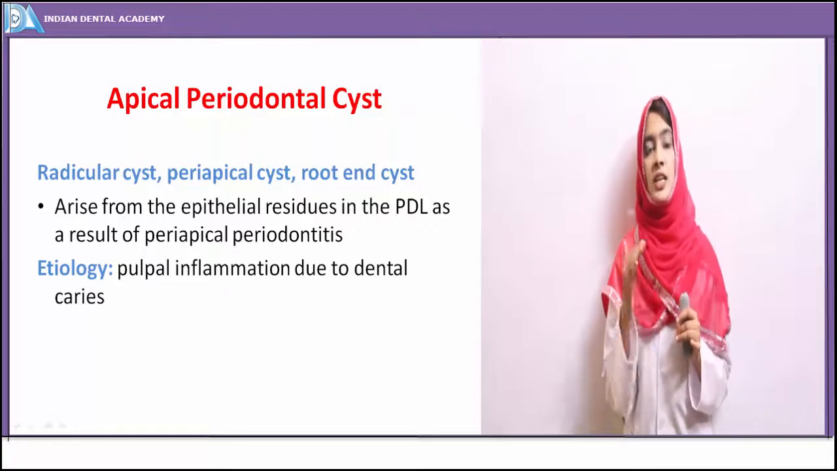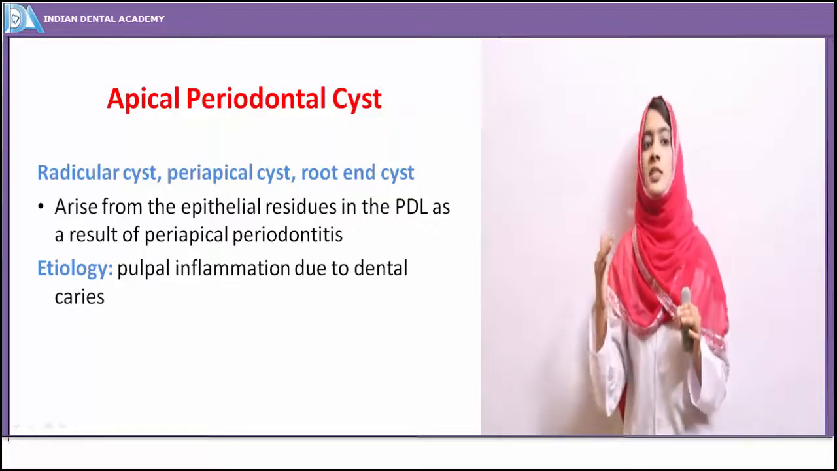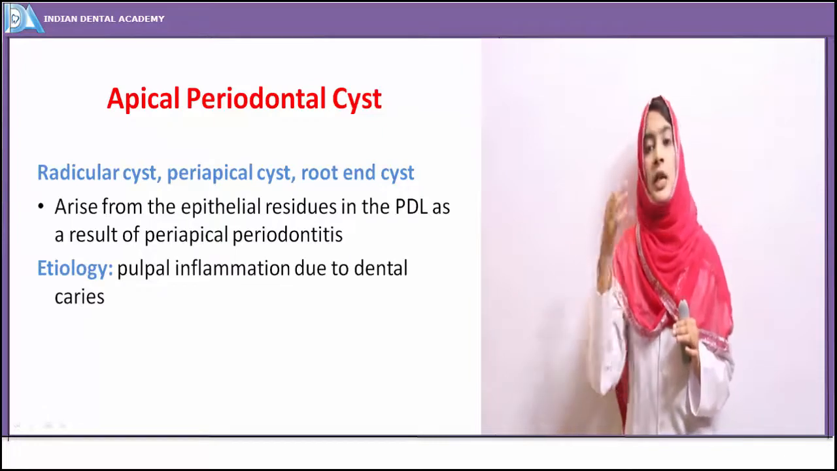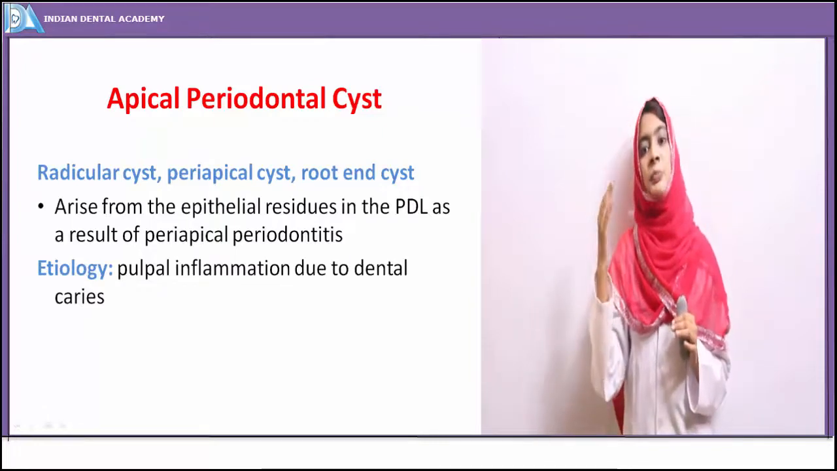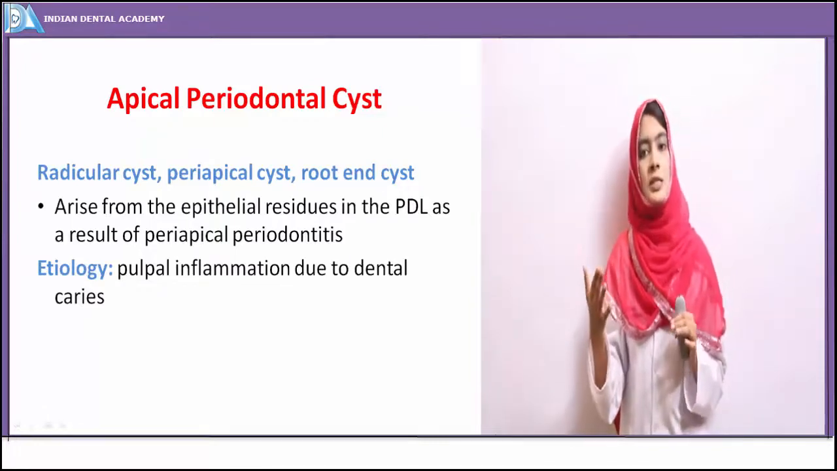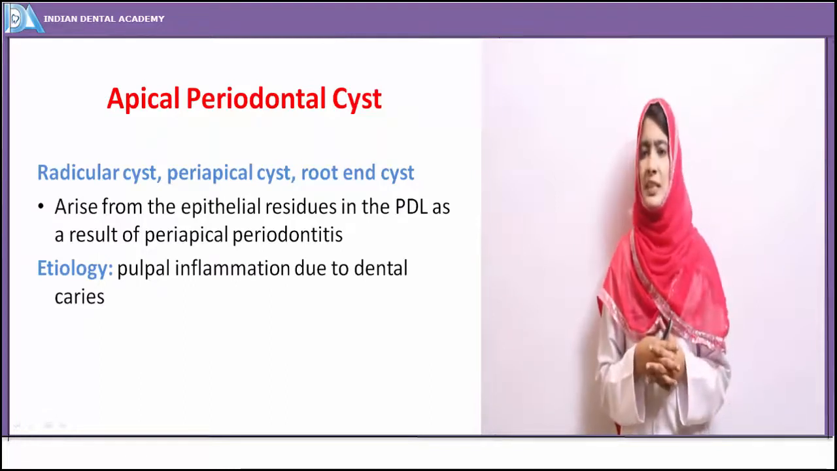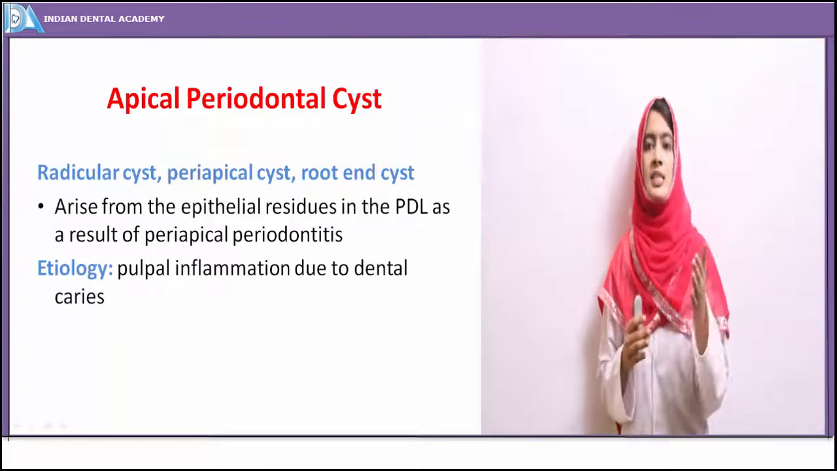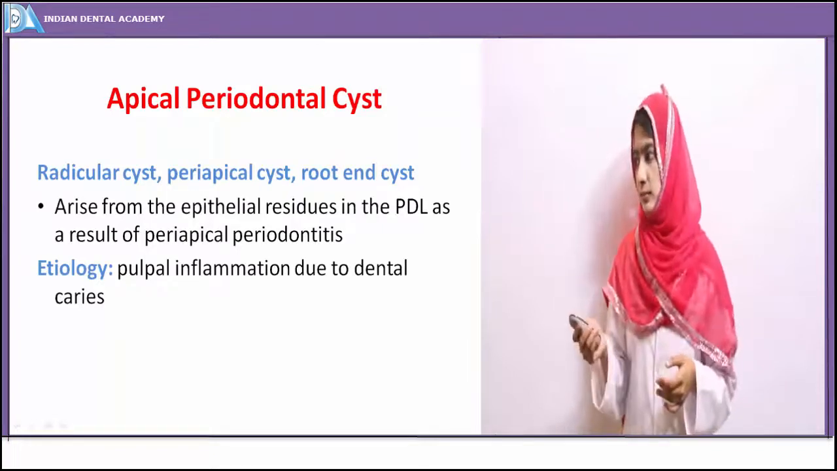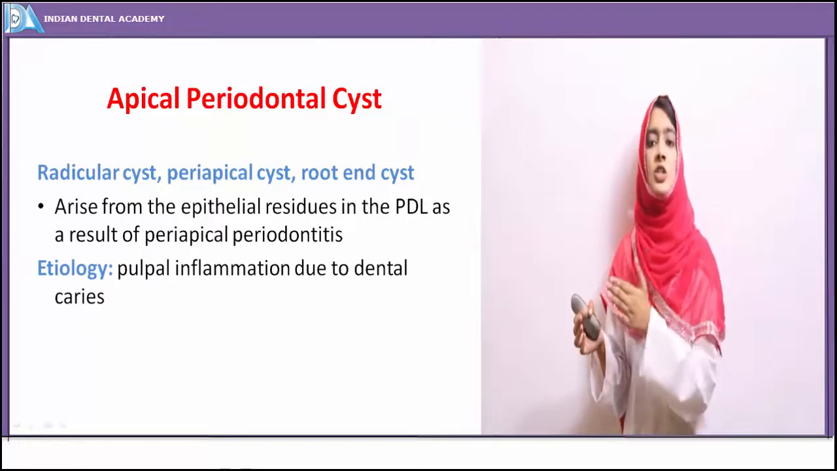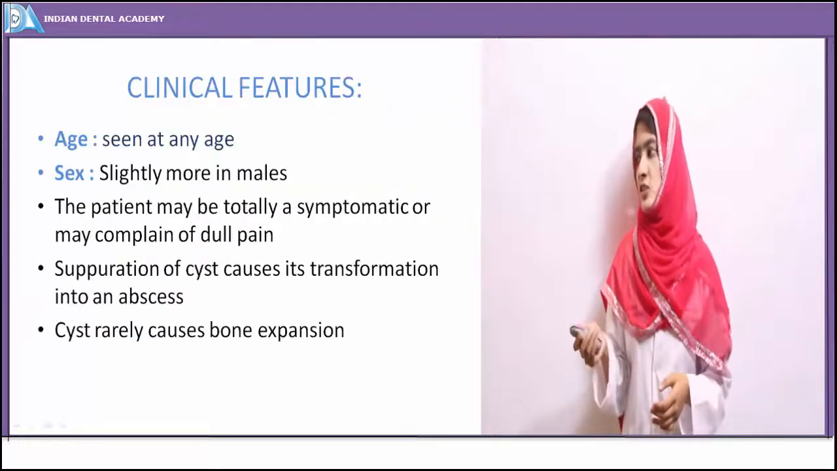We have studied in detail about the apical periodontal cyst in the odontogenic cysts of the oral cavity. It is also known by other names like radicular cyst, periapical cyst or root end cyst. As I told you, the etiology is the epithelial remnants of the periodontal ligament, that is, the cell rests of Malassez. So periapical granuloma formation occurs initially, then it leads to periapical cyst formation.